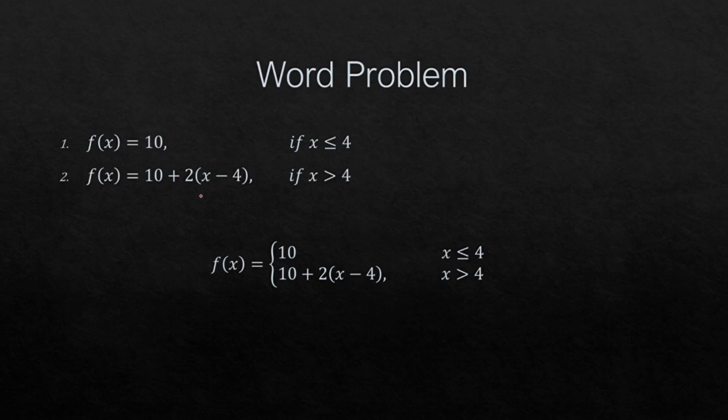Okay, next tayo. We can represent this in two functions. So, f of x is equals to 10 if x is less than or equal to 4. So, sabihin na ang price is 10 if the x is less than or equal to 4, which x being the kilometers. So, another function, f of x is equals to 10 plus 2 times the quantity of x minus 4 if the x is greater than 4.